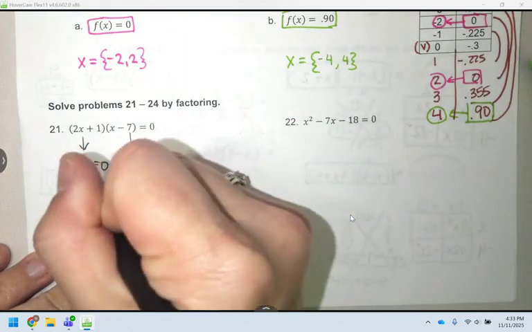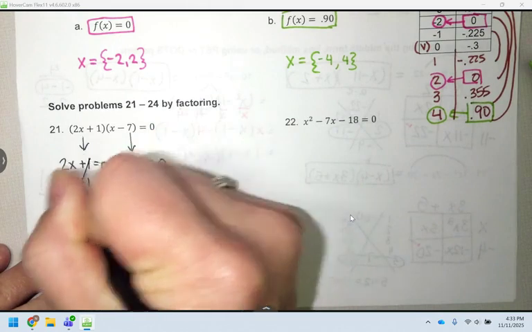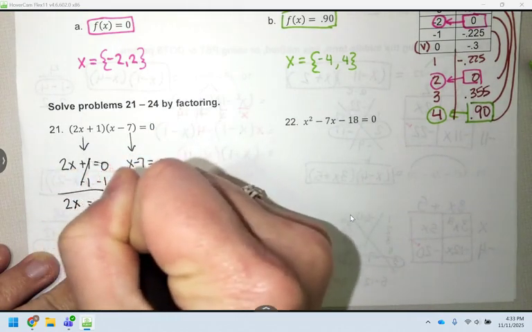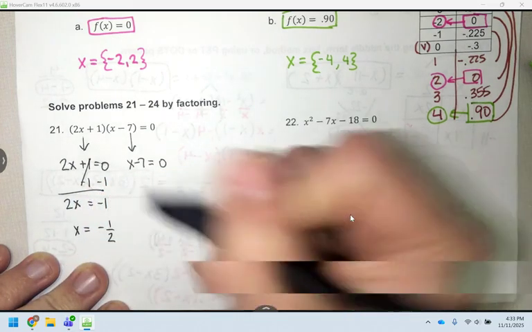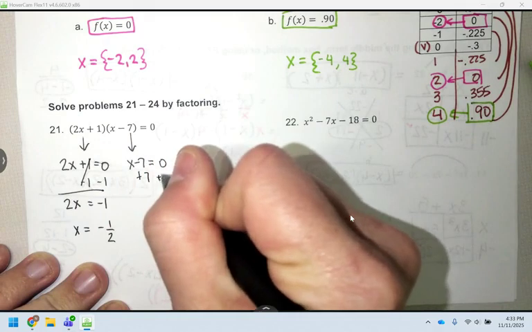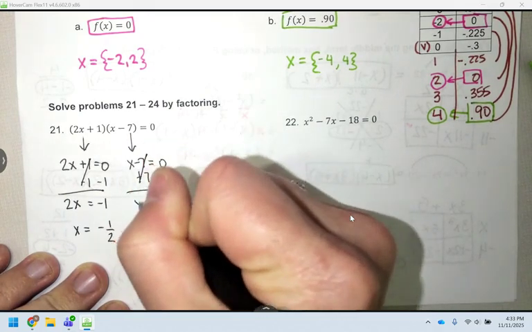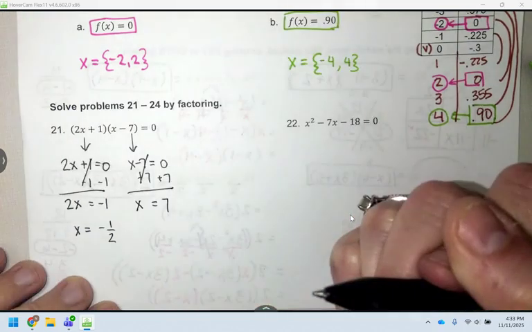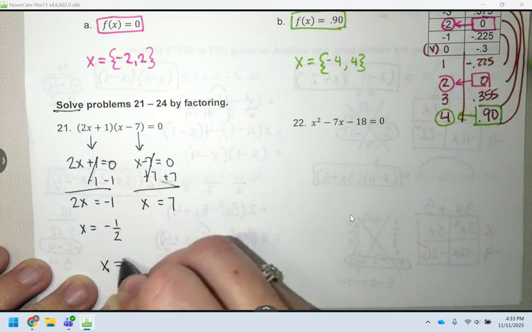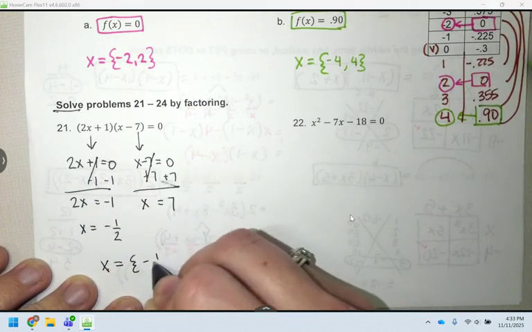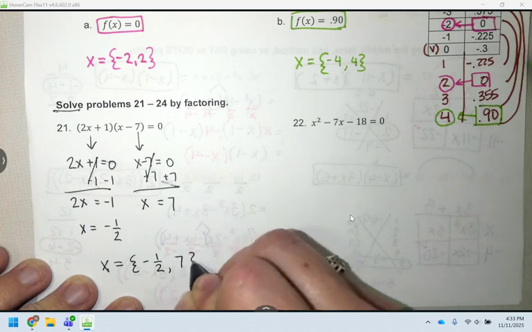Okay, subtract 1 from both sides. X is going to equal a negative 1/2. Add 7 to both sides. X is going to equal 7. Solve. So you're going to say x equals, least to greatest.